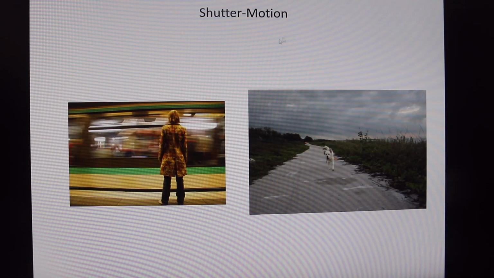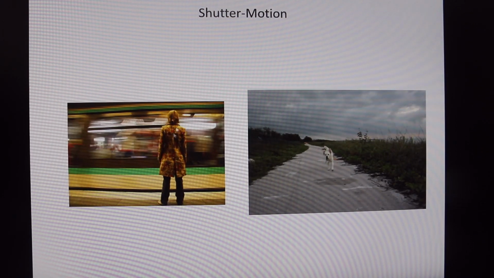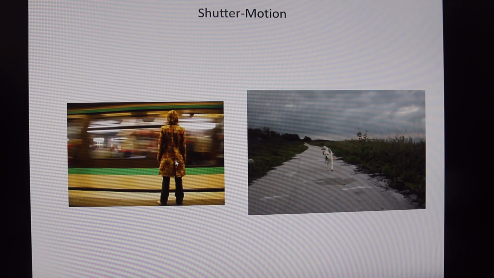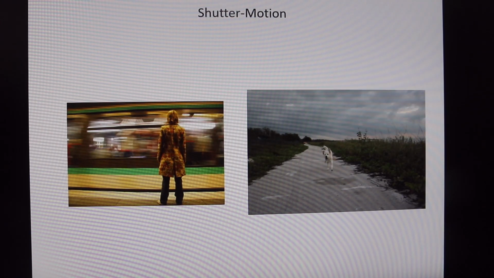Motion, how much you want to freeze it or not. So if you choose to have a blurred background like that, and the person stands still, you can do this. And tell them, stand still, I'm shooting a slow shutter speed, and you'll catch that.